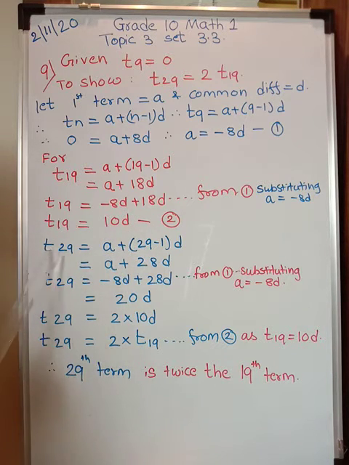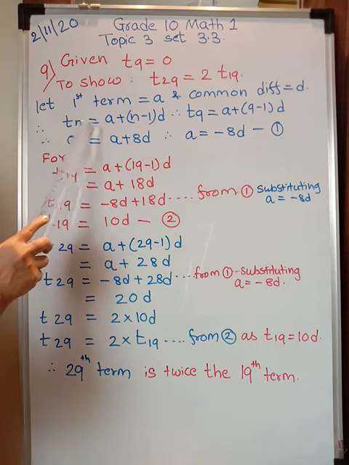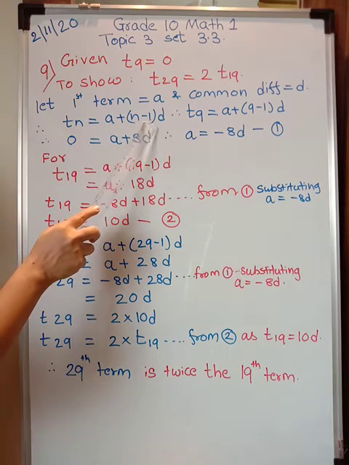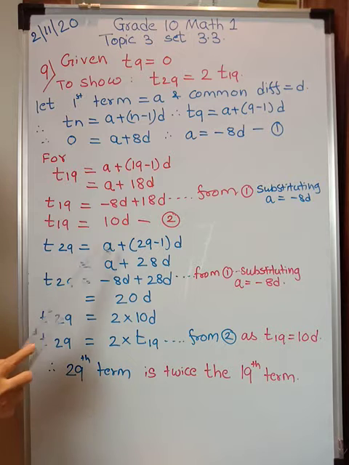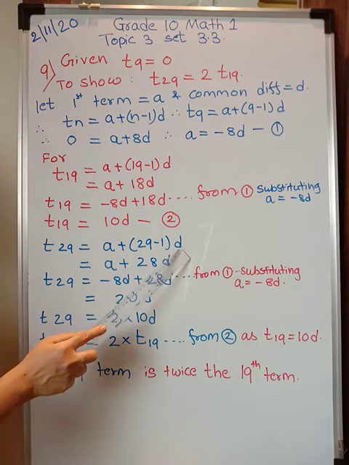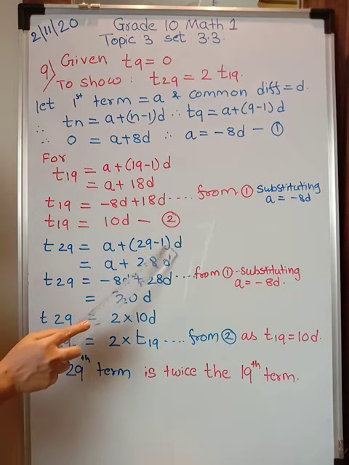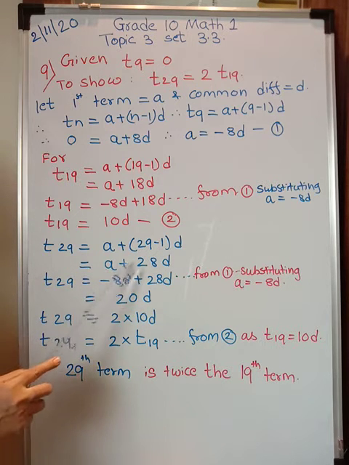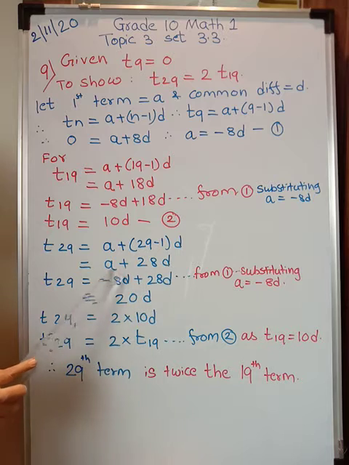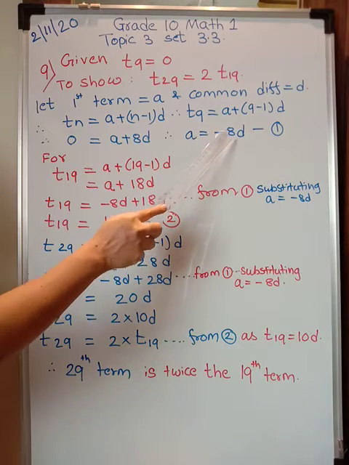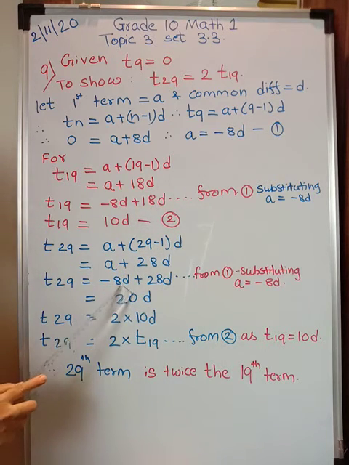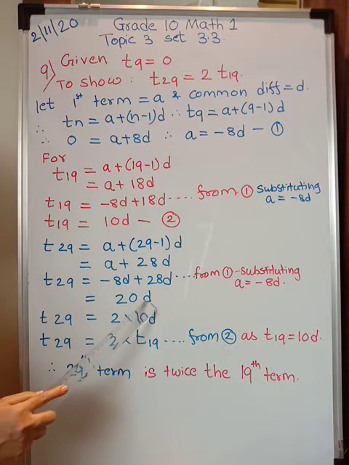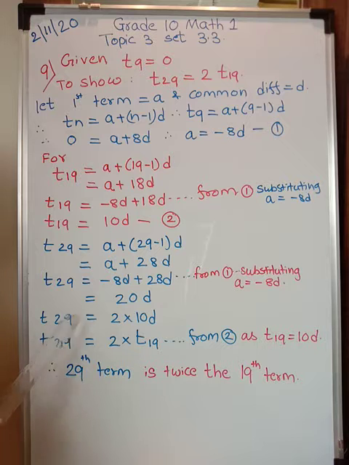Now let's go to T29. Same formula. Tn is equal to A plus n minus 1 into d. So T29 will be A plus 29 minus 1 into d. 29 minus 1 is 28. So you have T29 is A plus 28d. But what is A again? A is minus 8d. So I am substituting here minus 8d. Minus 8d plus 28d becomes 20d.